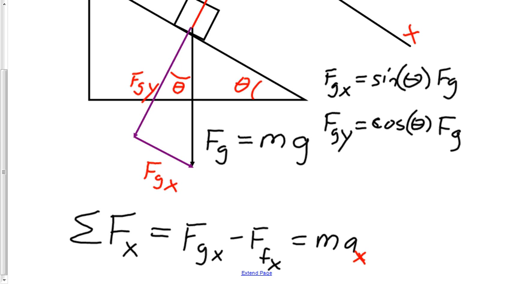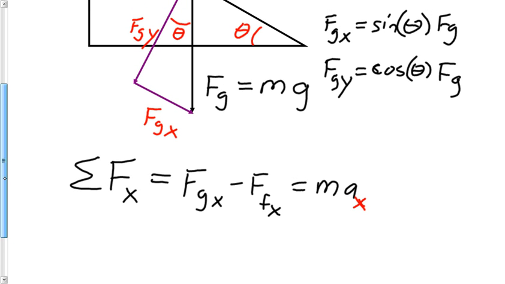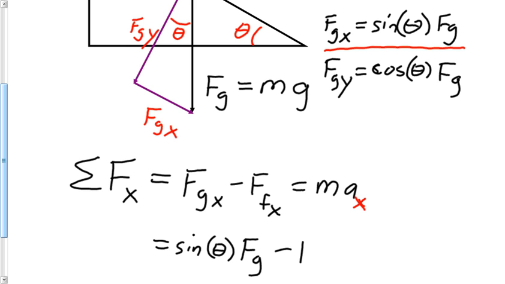Whatever that acceleration may be, it is accelerating at some rate. So there is an acceleration. It is not zero. And if we can take our force of gravity in the x direction and plug that right in, the sum of forces will be the sine of angle theta times the force of gravity, which we can certainly find by taking the mass of the object times 9.8. And again, that's minus the force of friction in the x direction.